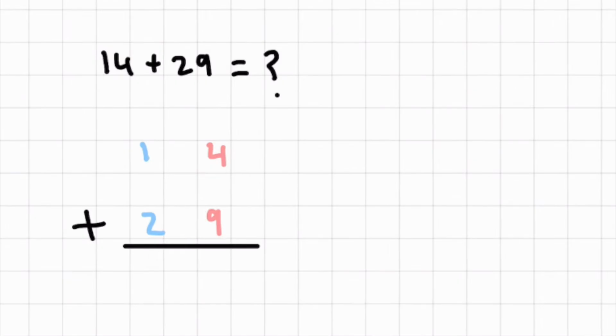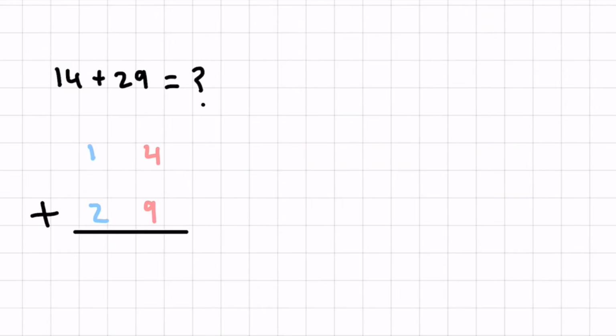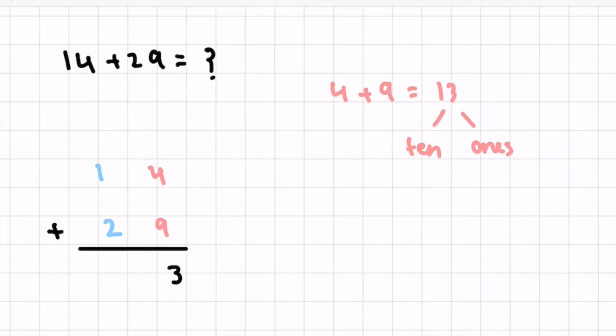Next, we have 14 plus 29. Starting with the ones place, we can do 4 plus 9. This gives us 13. And let's remember 13 is made up of 1 ten and 3 ones. So we can write down the 3 in the ones column. Now, onto the tens. 1 plus 2 is 3. But let's not forget about that extra 10 from 13, which leaves us with 3 plus 1, which is 4. We can write 4 down. 14 plus 29 is equal to 43.